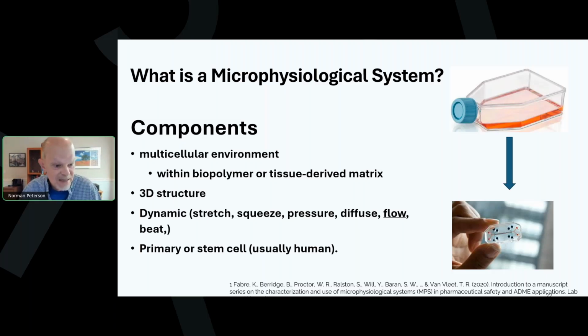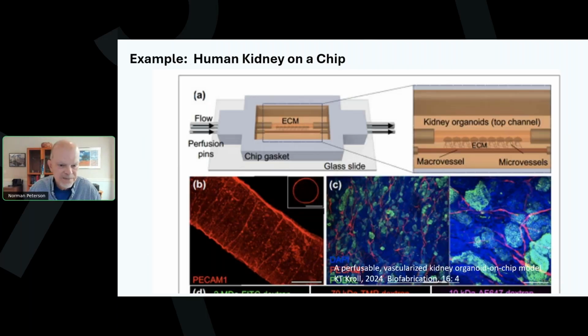And what is neat about some of these systems too is that they're dynamic. They try to represent the blood flow that we see in vivo. And there are even some examples where stretching to represent lung breathing and peristalsis are incorporated. I've got a few examples of those. And we use either primary stem cells that we isolate from people or humans, or stem cells that we treat with different media to form different lineages.